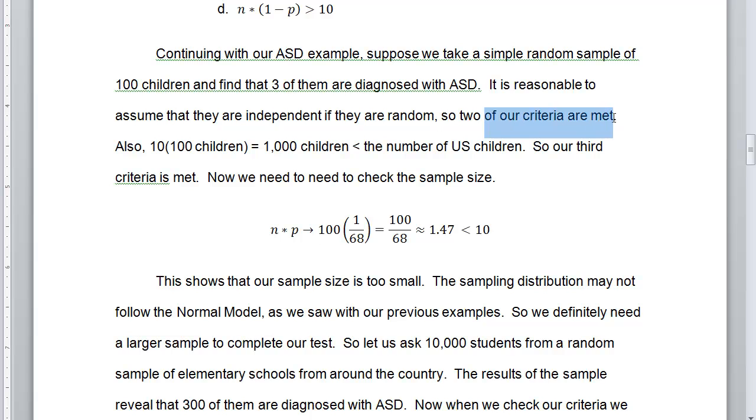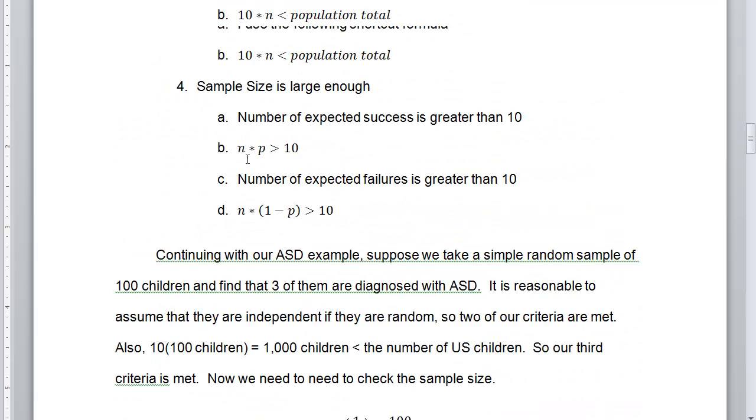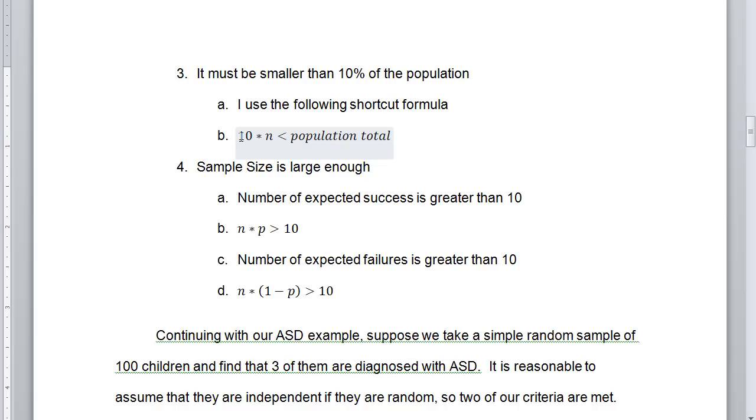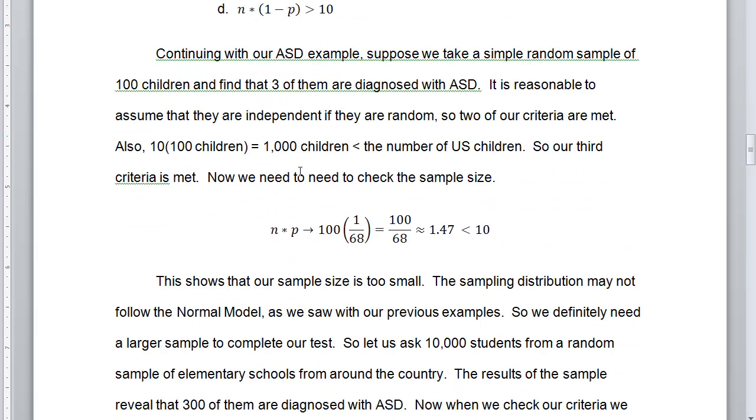Okay? So also 10 times 100 is equal to 1,000 children, which is certainly less than the number of children in the United States, right? So remember, this is going back to my little shortcut formula. 10 times the sample size has to be less than the population total. And so 10 times my sample size of 100 children is 1,000 children, and that is certainly less than the number of U.S. children. So our third criteria is met.